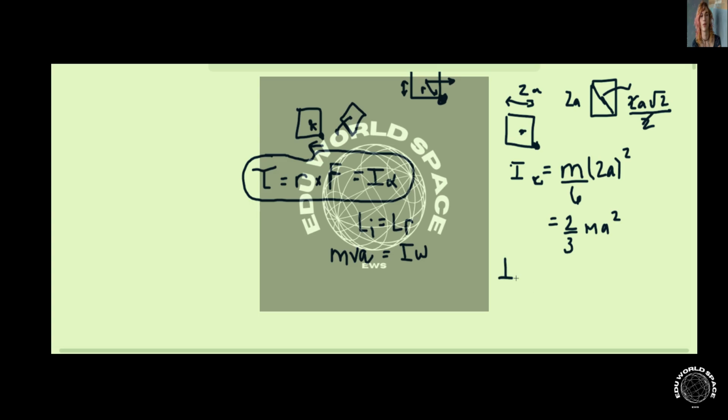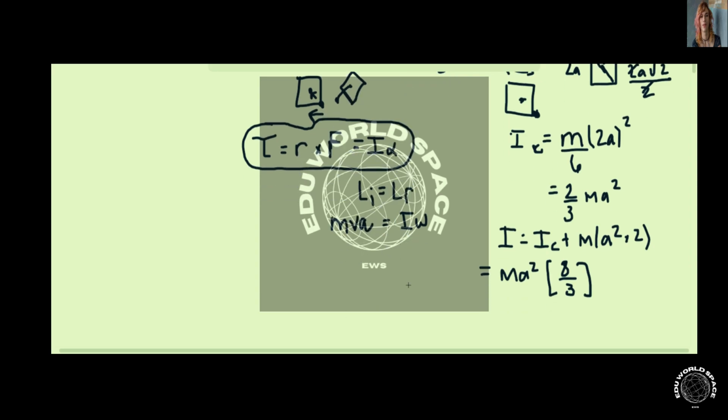And so you can say I is equal to IC plus m times this distance squared. This distance squared is a squared times 2. That's through the parallel axis theorem. And then we can add these two. So we have ma squared times 2/3 plus 2. So that's 6/3, 7/3, 8/3. It's 8/3. Doesn't this all seem fake at this point?